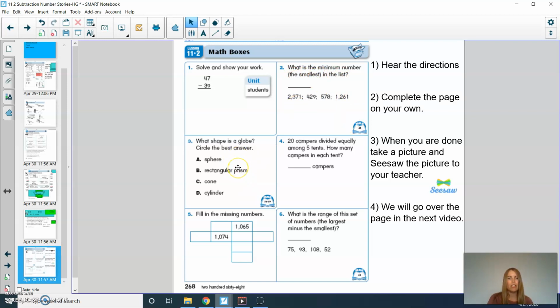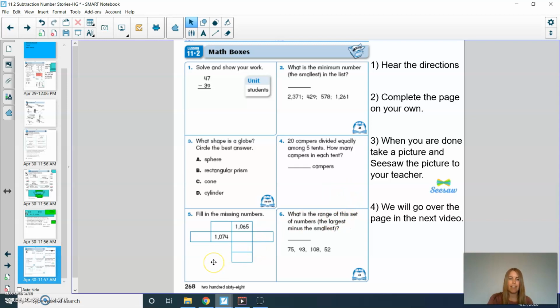For question 3, what shape is a globe? Circle the best choice. Question 4, 20 campers divided equally among 5 tents. How many campers in each tent? You could draw an array to divide the 20 into 5 equal groups.